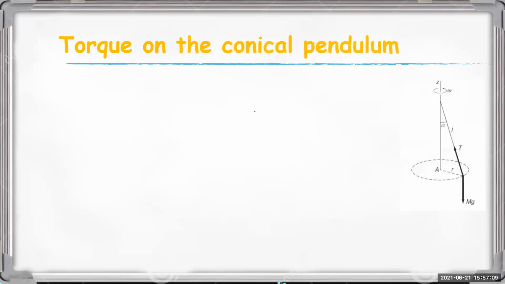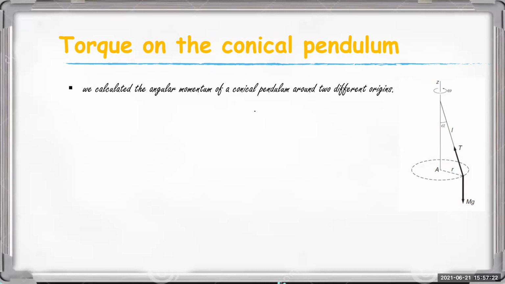Now we are going to discuss the torque on a conical pendulum. We have calculated the angular momentum of a conical pendulum about two different origins. First is about A and the second is about B.